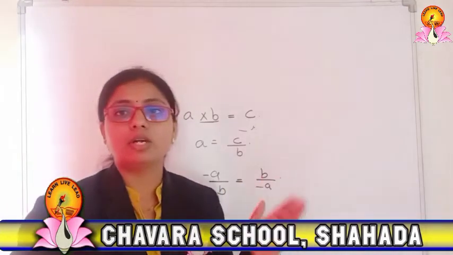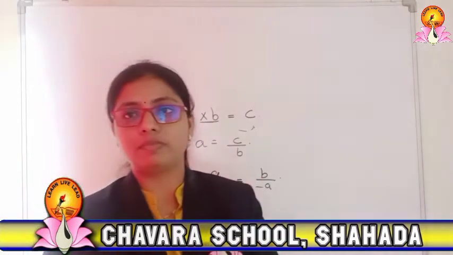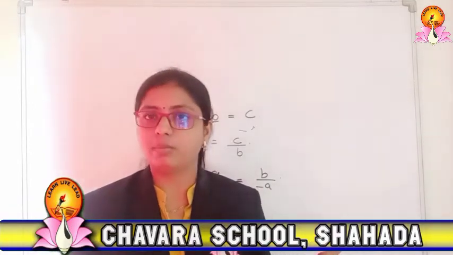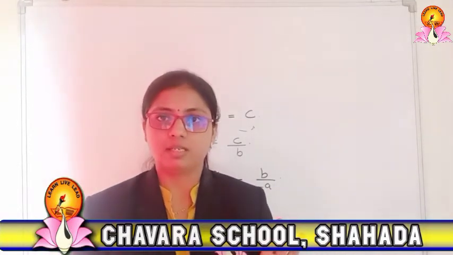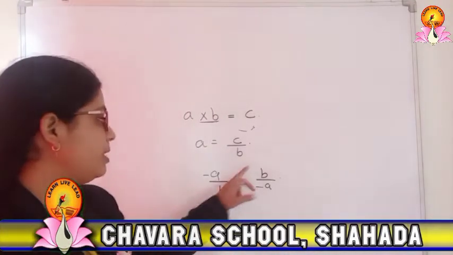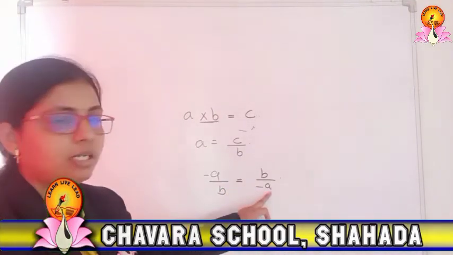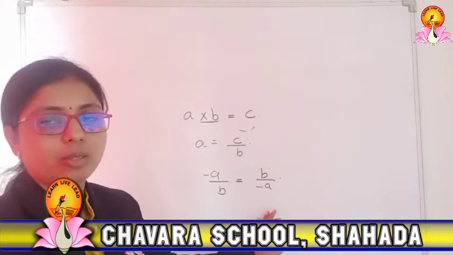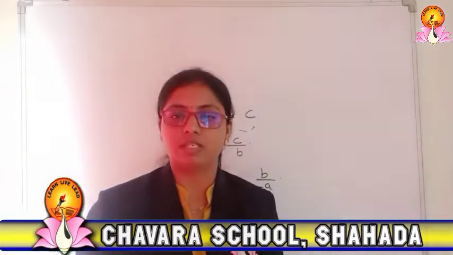But you have to only take the inverse of that. It is not like if negative is there it will become positive, no. Only the division and multiplication change there. So it will become B upon A, with the negative sign as it is. Okay, so this is the multiplicative inverse.